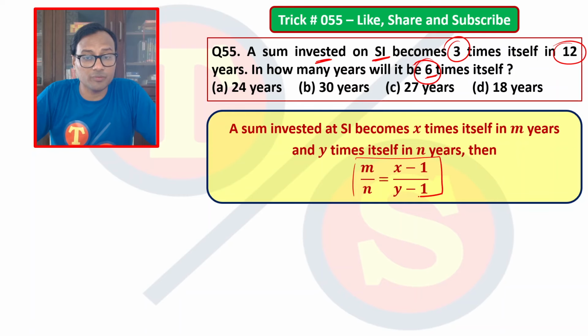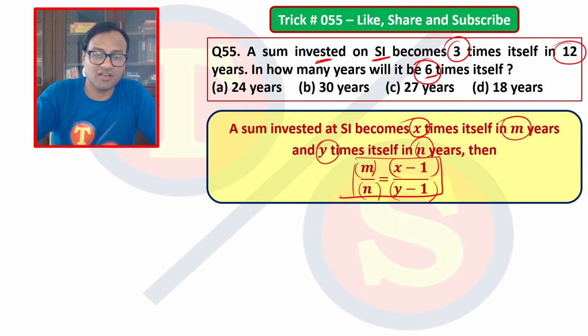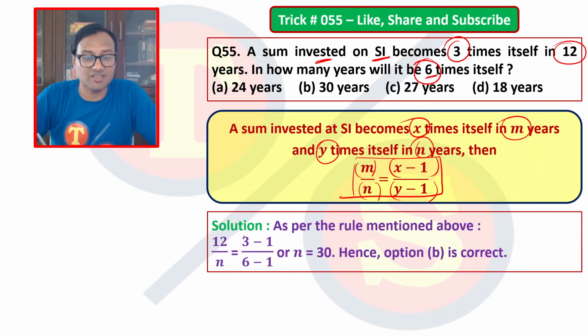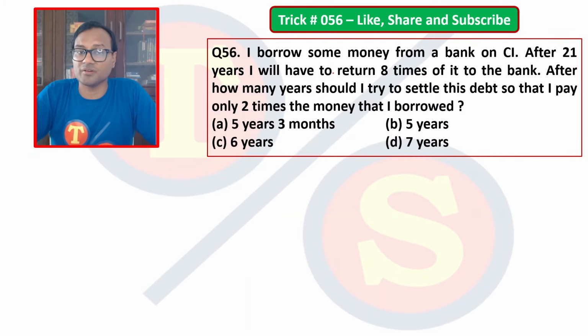If the amount becomes x times in m years, then you write x minus 1 and m in the numerator, and if it becomes y times in n years, then you write y minus 1 and n in the denominator. Solve it and you will get the answer. So in this case the amount is becoming 3 times in 12 years and it will become 6 times in n years. Simplify this expression, you will get the value of n and that will be the correct answer. We move on to question number 56.